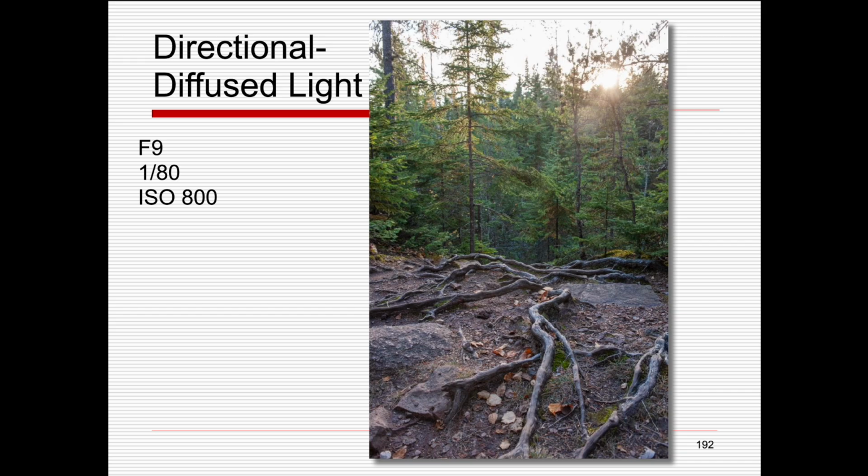In this directional diffused light, we can see our source is back in here, and it's falling through the forest and softly illuminating this foreground of all these roots on this trail in the woods. These are a few examples of what light can do for our image.